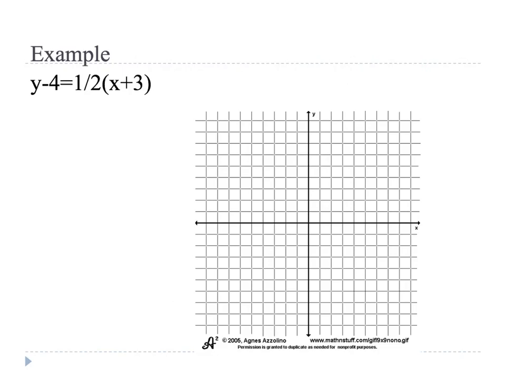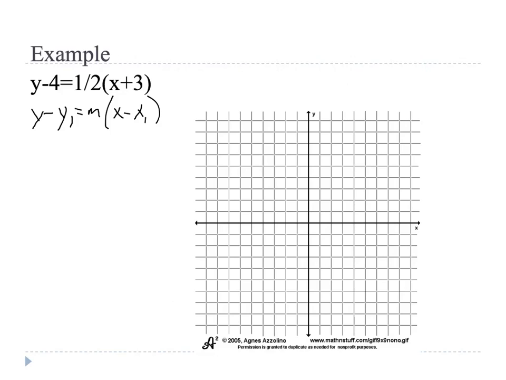Alright, let's take a look at one. That was a lot of information, so let's try an example. In this problem, they give us the equation y minus 4 is equal to 1/2 times x plus 3. It's in point slope form, and we know point slope form is y minus y1 is equal to m times x minus x1.